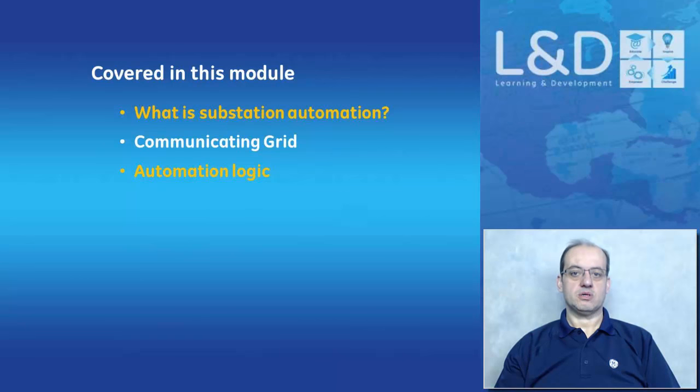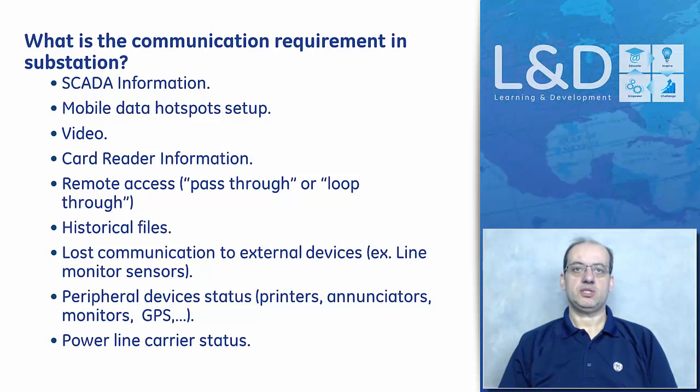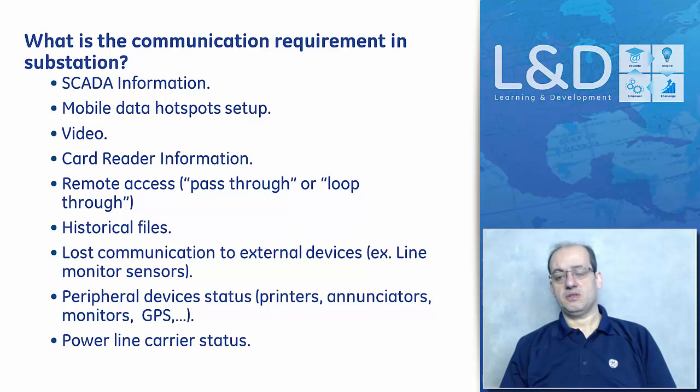In this section, we will talk about communication and data communication in a grid. Pure communication without any automation applications would involve a lot of primary equipment and a lot of specialized equipment in the substation. For example, the communication requirements in a substation would involve SCADA information, mobile data hotspot setup, video, card reader, remote access, historical files, lost communication to external devices, peripheral devices status, and power line carrier status. All of these devices would require remote monitoring, otherwise there will be local monitoring, which is superbly expensive. So remote monitoring can only be facilitated with automation systems.